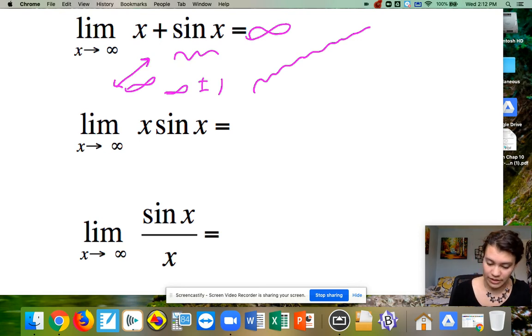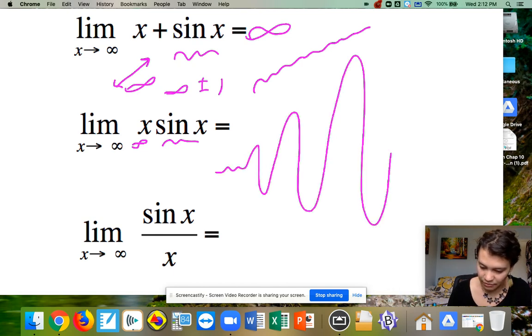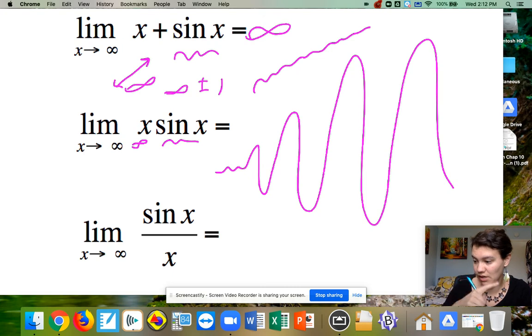So the next one here, we're still going to infinity with x. Sine is still oscillating, but now we're multiplying. So we're going like positive 100, negative 100, positive 200, negative 200. So you're doing something like this. You're starting out small, but then you end up getting bigger and bigger and bigger jumps, but you're still oscillating. So this doesn't exist.